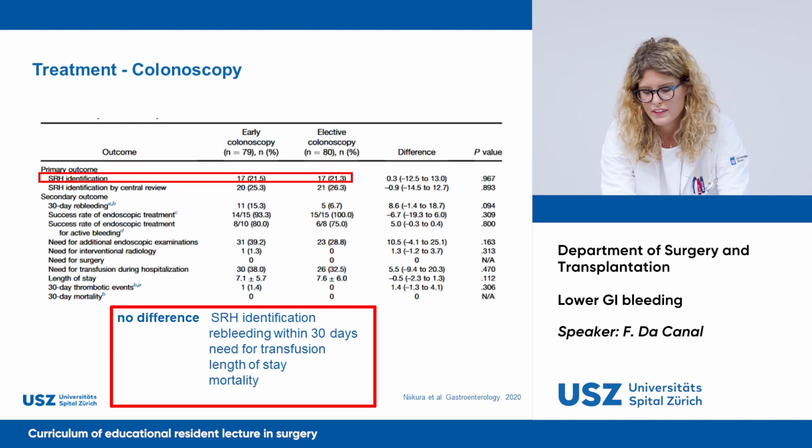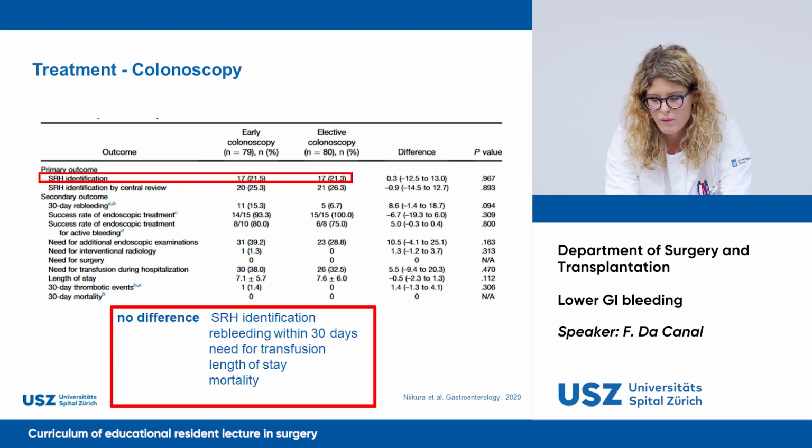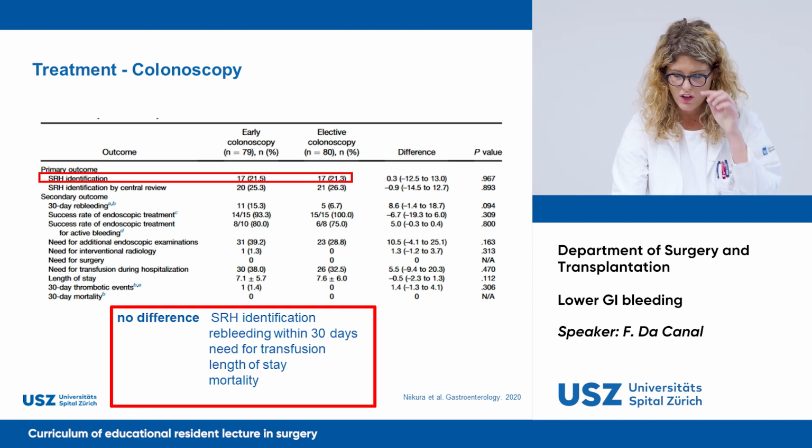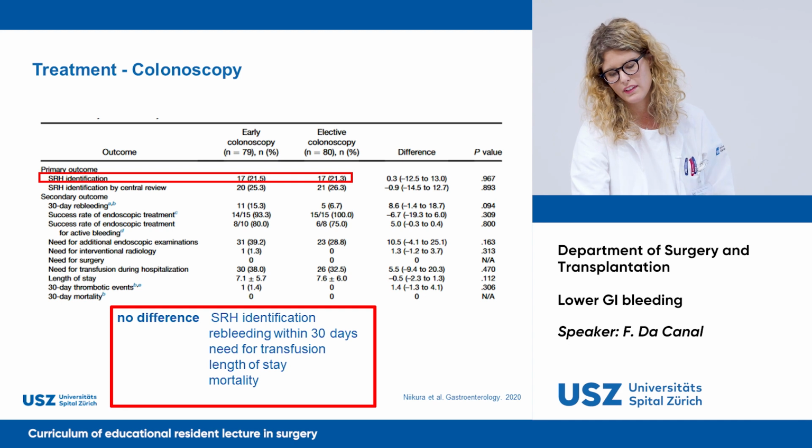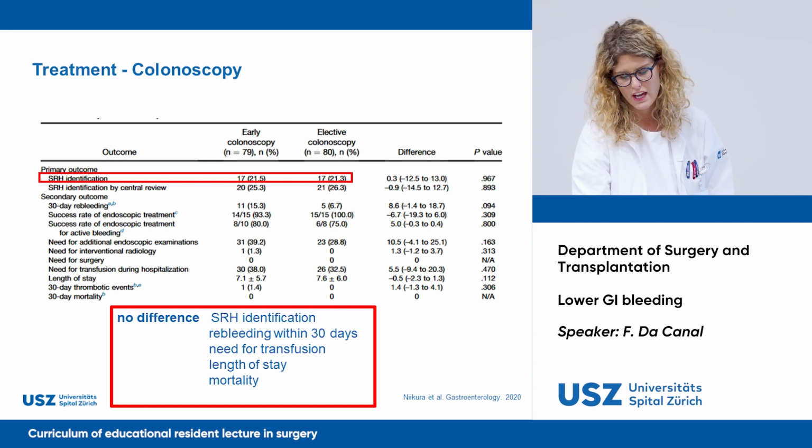It has been shown that colonoscopy within 24 hours after hospital admission did not increase the identification of the hemorrhage or reduce bleeding or mortality, compared with colonoscopy performed within 96 hours in patients with lower GI bleeding.